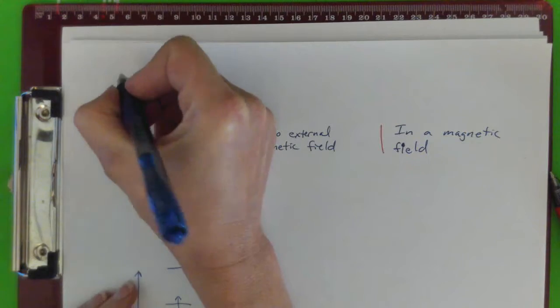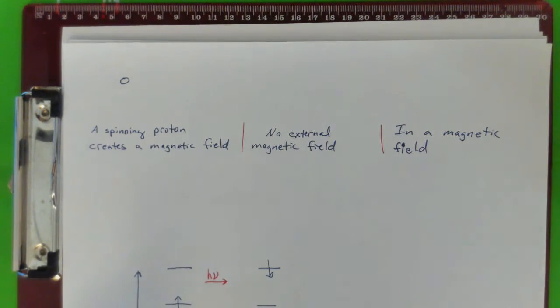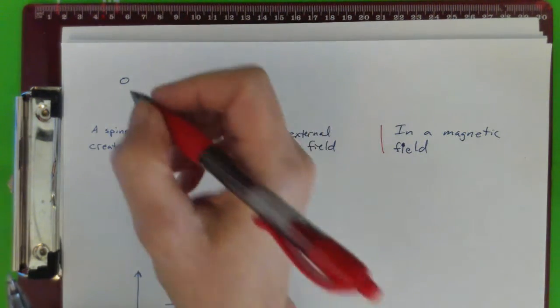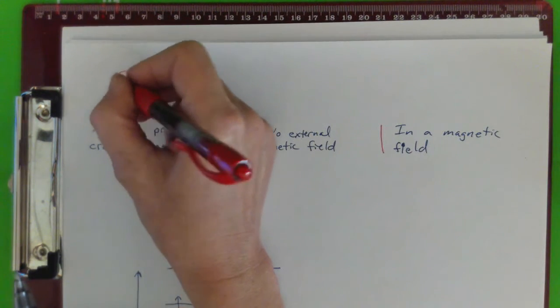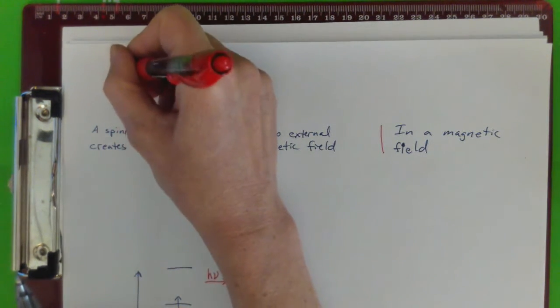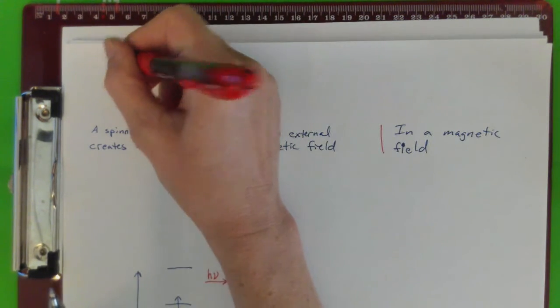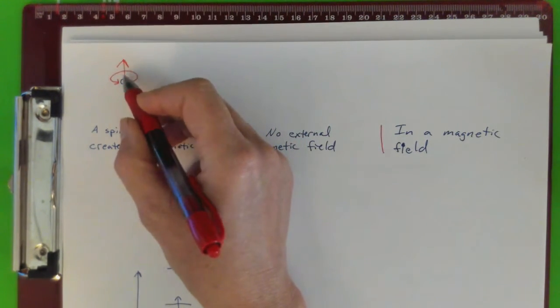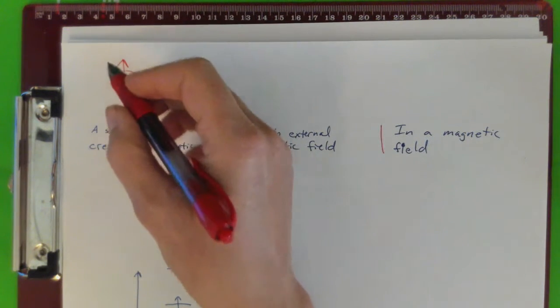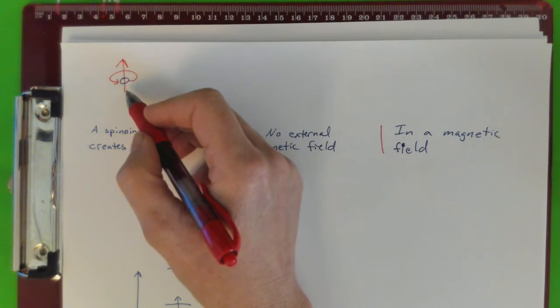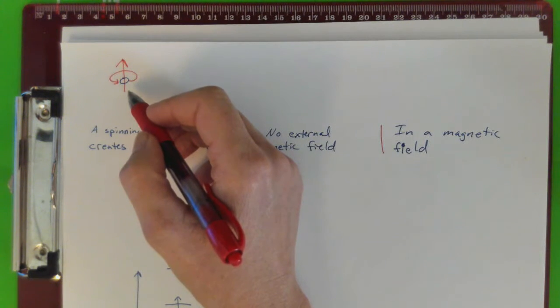Here's our little proton. Let's imagine that it is spinning on its axis. Spinning on its axis, it's going to create a magnetic field. So we can treat this tiny proton like it's a little bar magnet.